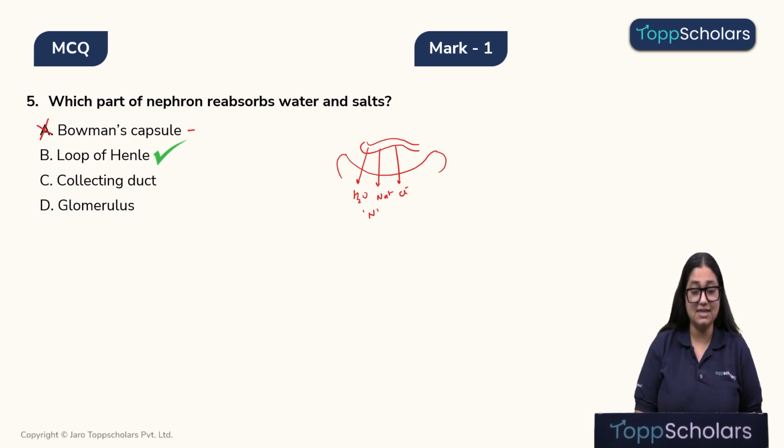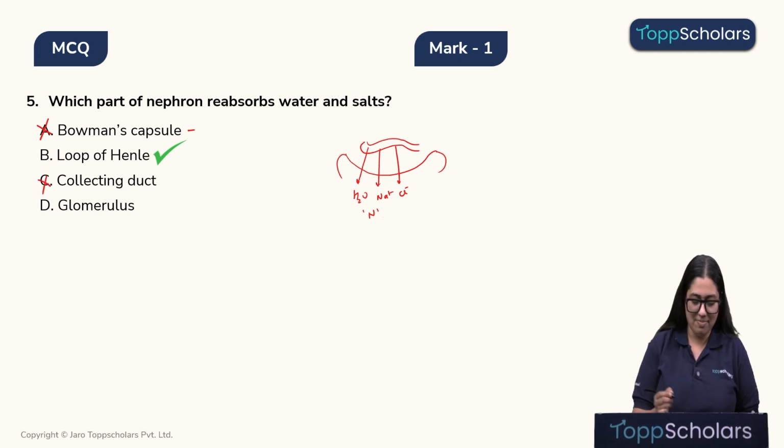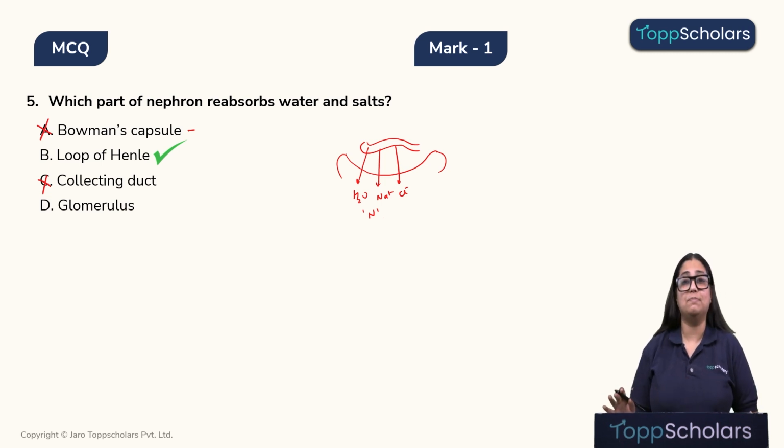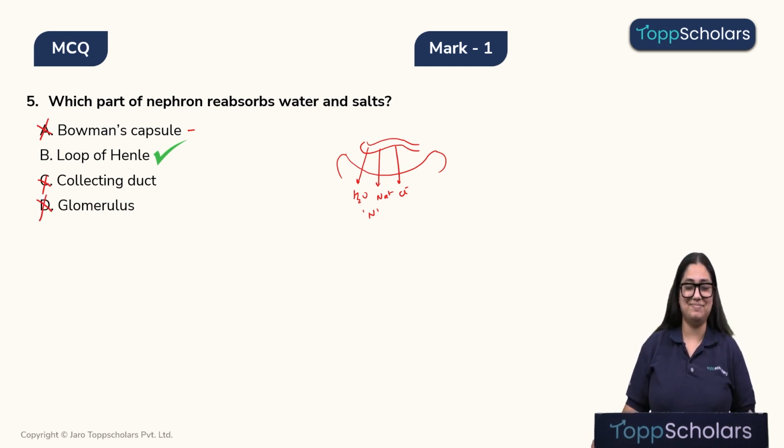Talking about the collecting duct, children, that is option C. It is also incorrect because it only helps in conditional reabsorption of water and salts. Alright. And the glomerulus, children, as we talked about, is a capillary where there is no reabsorption. Rather, at the glomerulus, we see filtration. Okay. Therefore, option D is also incorrect.